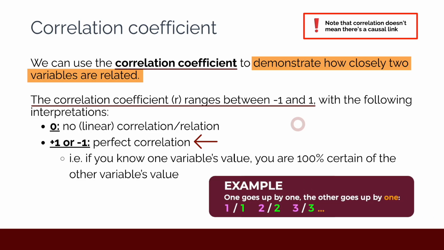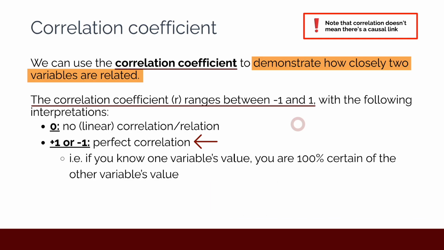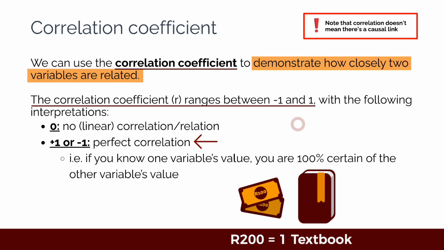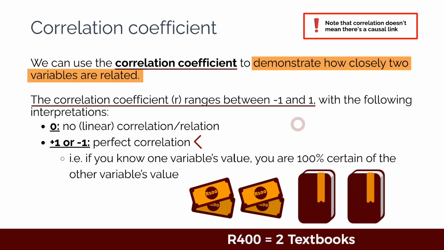So if one goes up by 1, the other one goes up by 1 as well. Or if one goes up by 3, the other one always goes up by 1. That would also be a perfect correlation. You always know that that's going to happen. This is, of course, very rare because usually we can't predict things equally. But maybe, let's say, a textbook has the same price all the time. You know, for every 200 Rand you spend, you're going to get 1 textbook. That would always be correlated. For every extra 200 Rand you spend, you would get an additional 1 textbook.